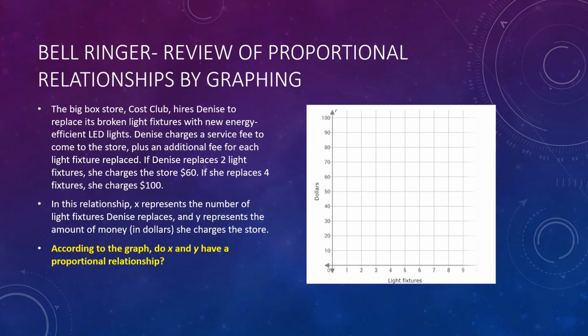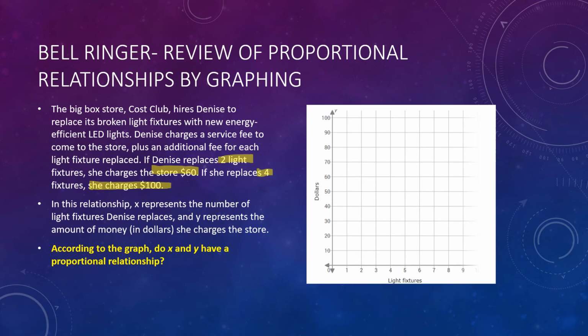In this relationship, X represents the number of light fixtures Denise replaces, and Y represents the amount of money she charges the store. So let's highlight some of those important things that we're looking for. So she's replacing 2 light fixtures, and she's going to charge $60 for that. When she replaces 4, she charges $100.